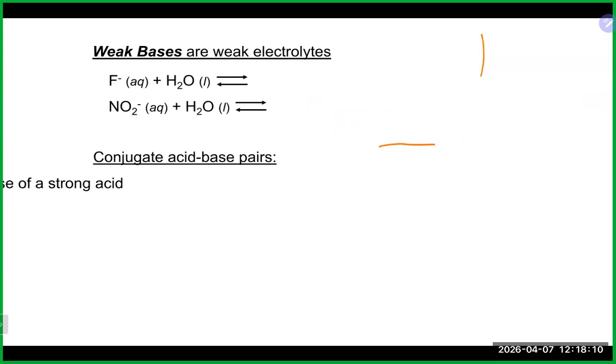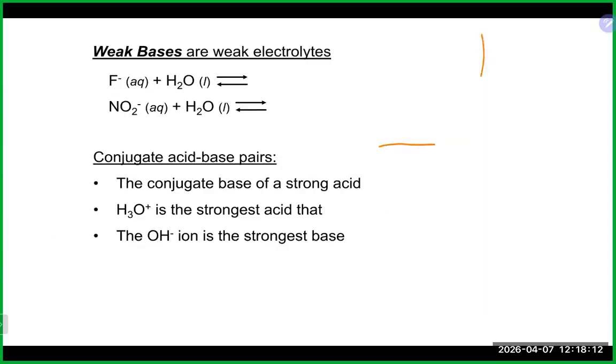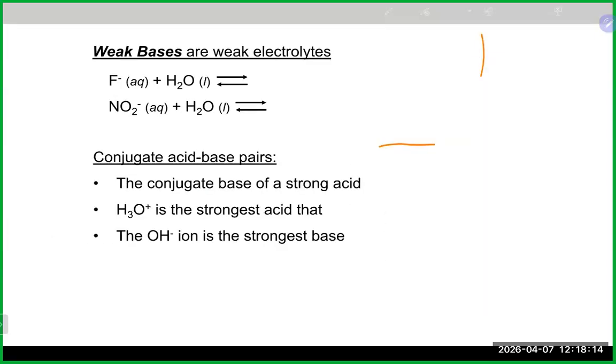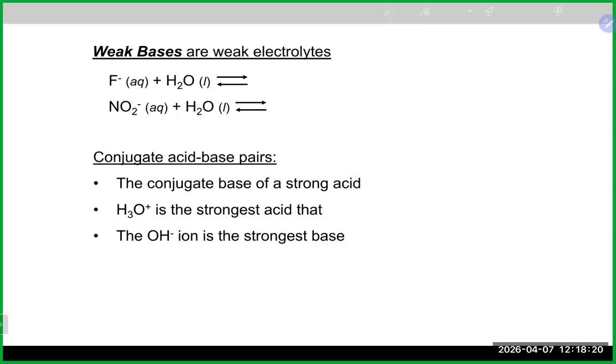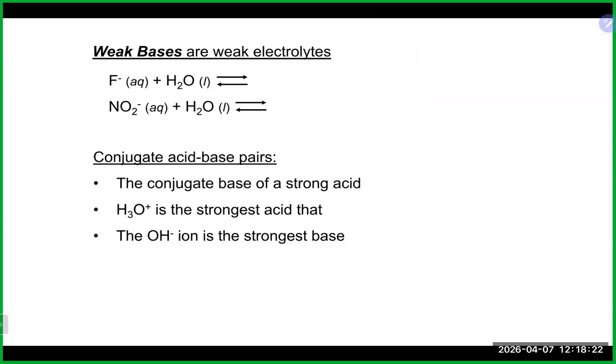Now, weak bases, on the other hand, are also weak electrolytes, so they will kind of stay together, not really break apart. But here we're going to actually have the water acting as the acid in this case, sending the H plus over. We'll make HF and hydroxide. We'll make here HNO2 and hydroxide.